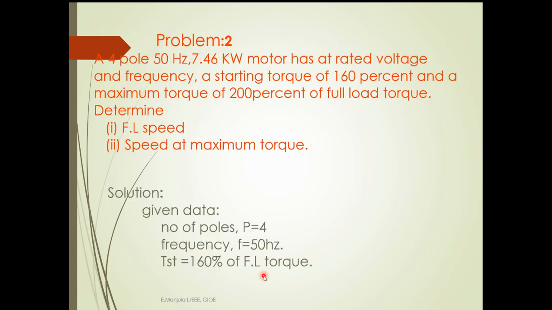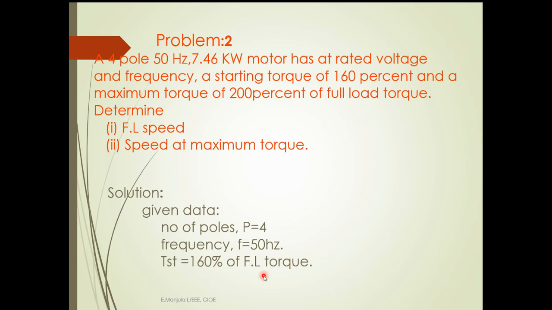And we will see the next problem, the second problem: a 4-pole, 50 Hz, 7.46 kilowatt motor has a rated voltage and frequency, a starting torque of 160 percent and a maximum torque of 200 percent of full load torque. Determine the full load speed and the speed at maximum torque. According to this, they ask us to find the full load speed and the speed at which the maximum torque will occur.